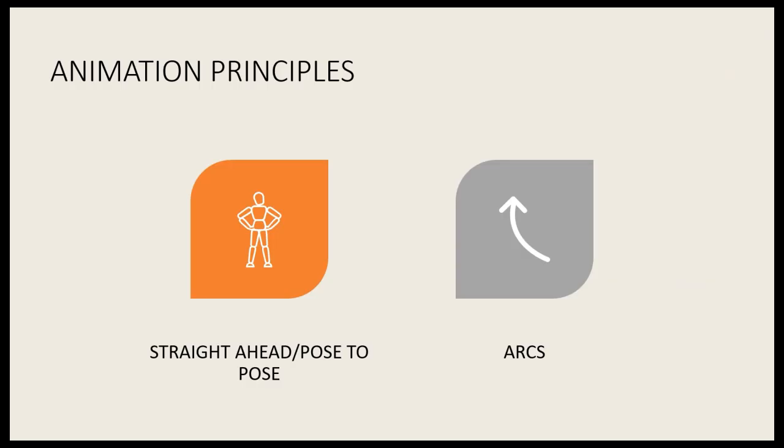We use straight ahead, pose to pose. Straight ahead is conscious animating, no real plan to it. Best use of that would be, I'm thinking, smoke and stuff, there's no real plan. Pose to pose, you have set key points or key positions that you then follow through with the in-betweens of the animation. Arcs, as I said, it's the line that shows where the object is going and is used to kind of plan out and position the object in the animation.